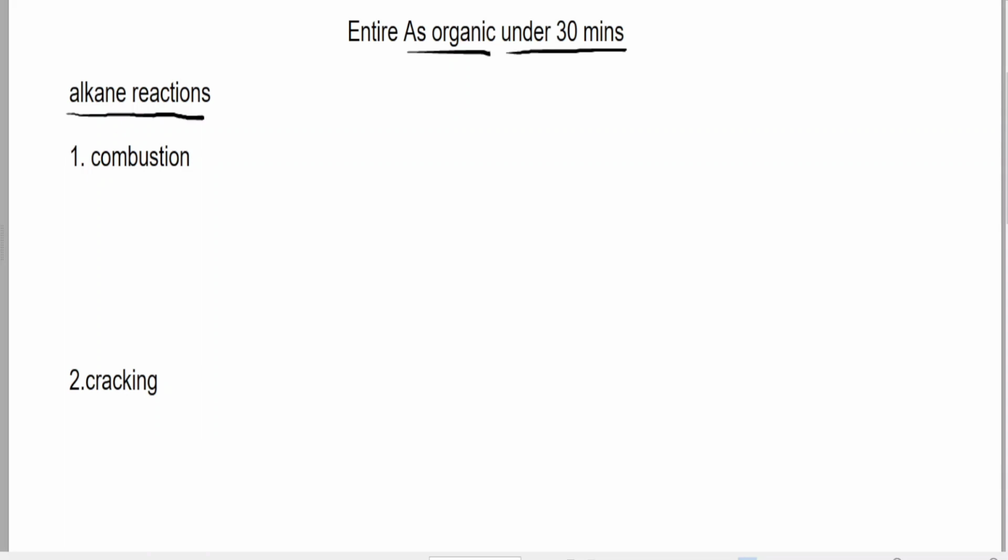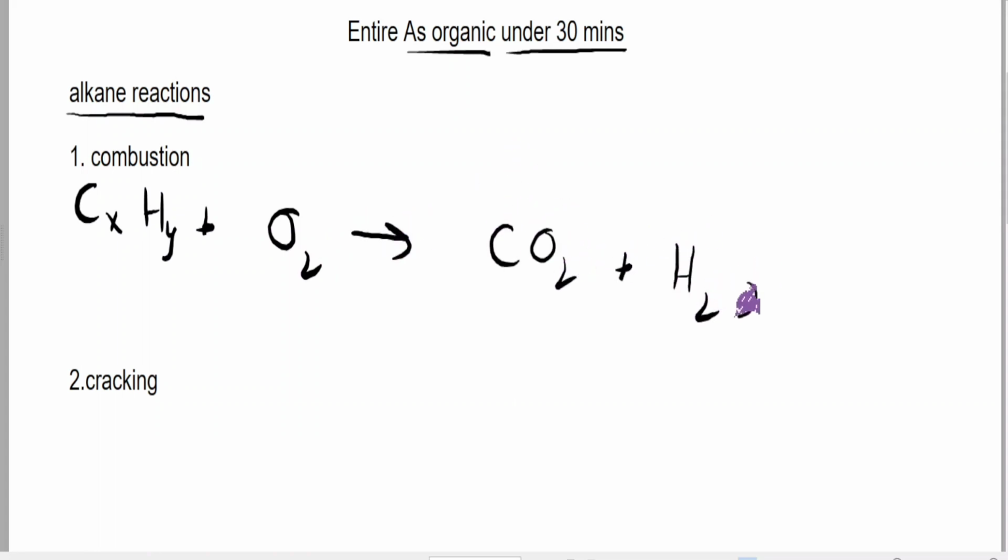So combustion is when you take a hydrocarbon, say CxHy, and you react it with oxygen. What you get is CO2 plus water. Now, this x is the number of carbon atoms and y is the number of hydrogen atoms. There is a general formula you can use to solve these types of questions.